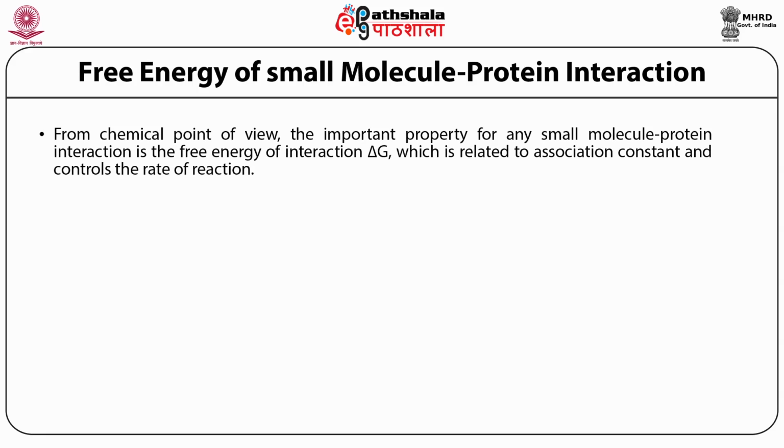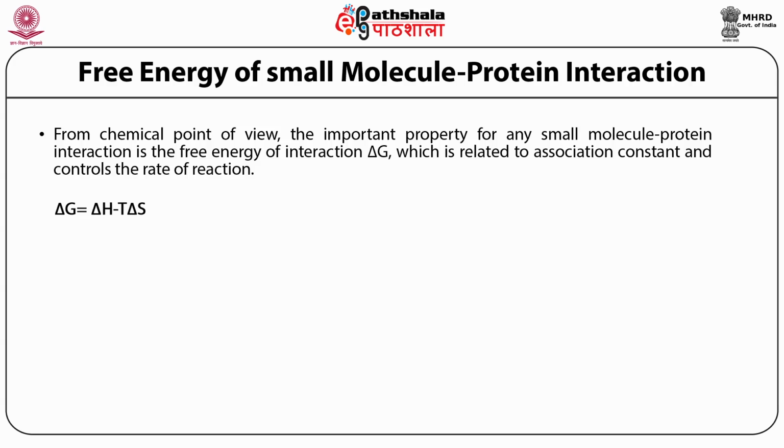Free energy of small molecule protein interaction. From the chemical point of view, the important property for any small molecule protein interaction is the free energy of interaction, delta G, which is related to the association constant and controls the rate of reaction.